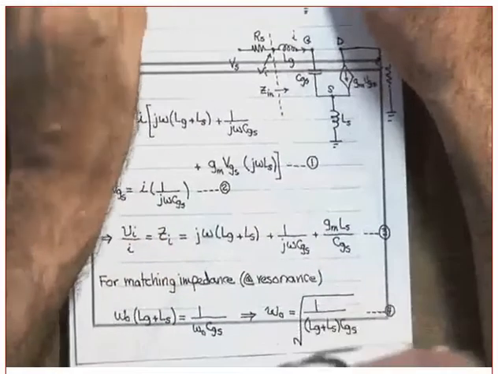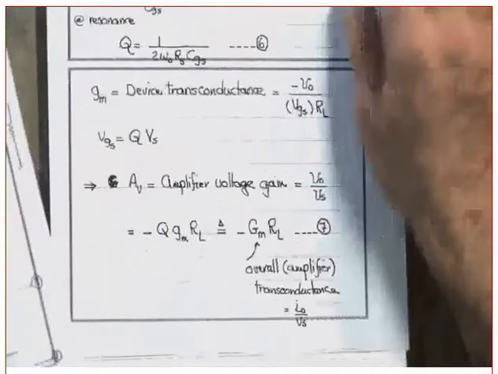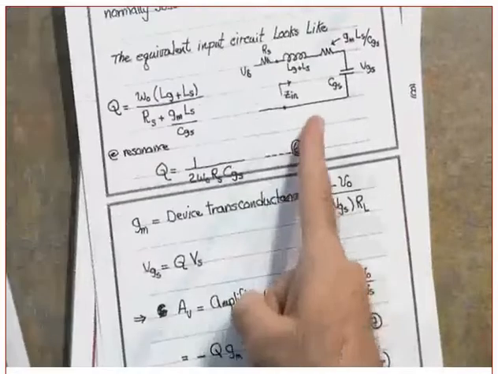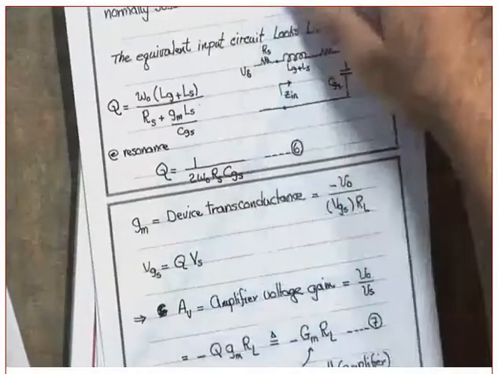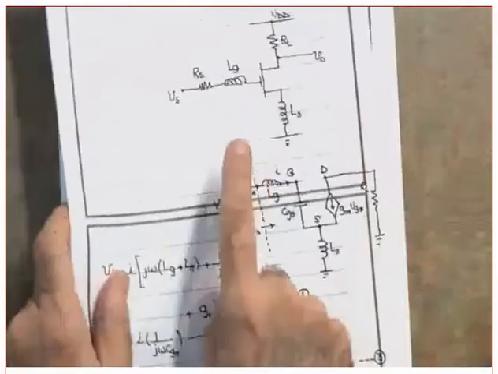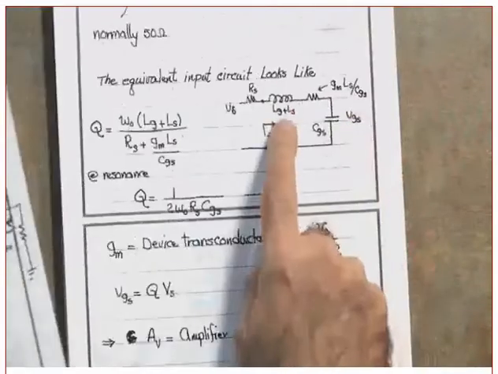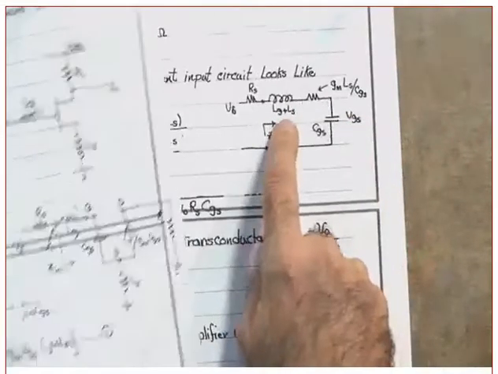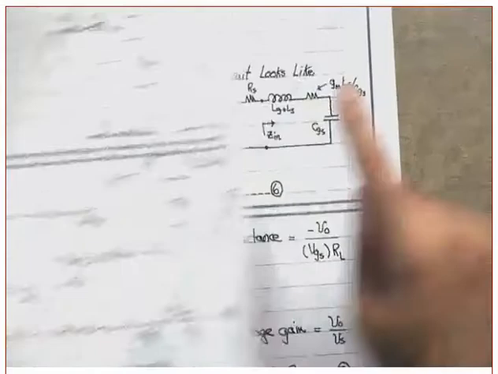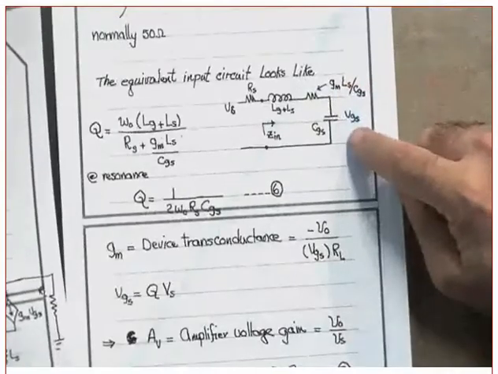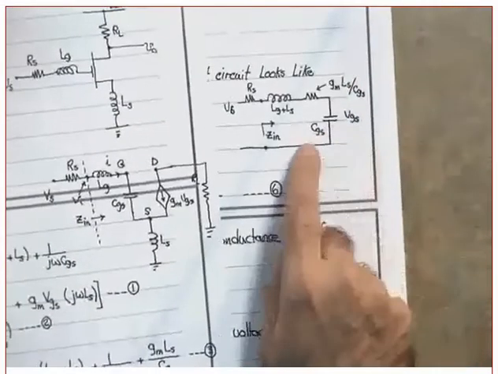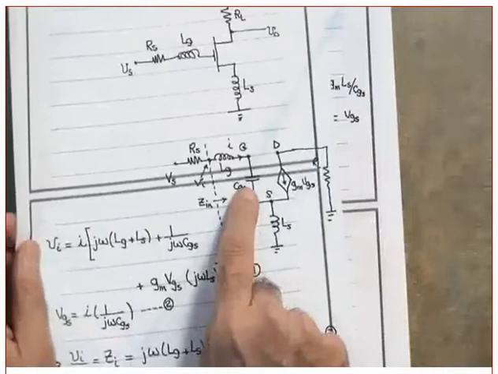I think you lost me here. Let me show you one thing so that you understand. Do you agree that the input circuit looks like this? Please concentrate. Is this RS? Okay. LG, it became what? LG plus LS. Do we agree? Okay. Plus, what is this? CGS, which is this one.